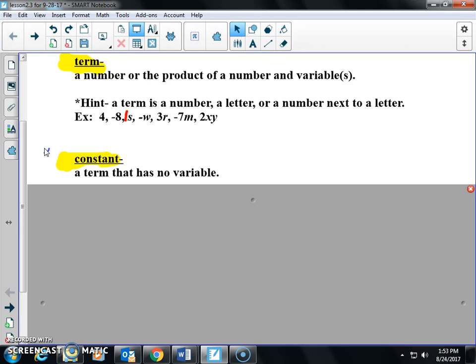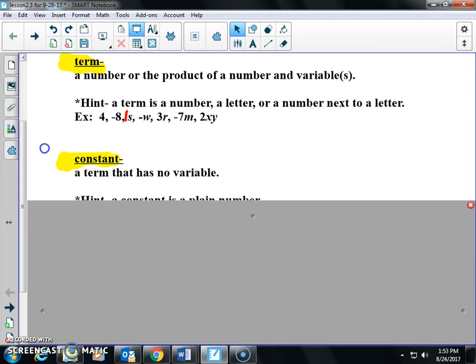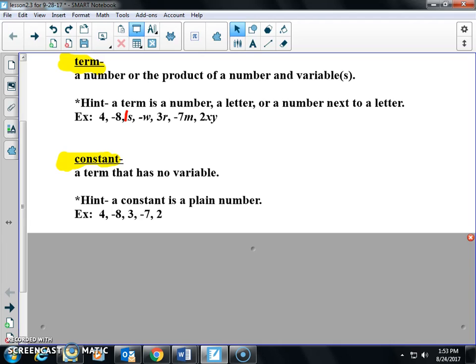So our next vocabulary word is the word constant. Now if you think of constant outside of math, constant means it's always the same. Okay? So a constant in math is a term that has no variable, which means it's a plain old number, like in my examples, 4, -8, 3, -7, and 2. Those are all constants because constant means it's always the same. The number 4 always means 4 of something. Whether you're talking about 4 dogs or 4 chickens or 4 pieces of pizza, a constant is just a plain number because it can never change.